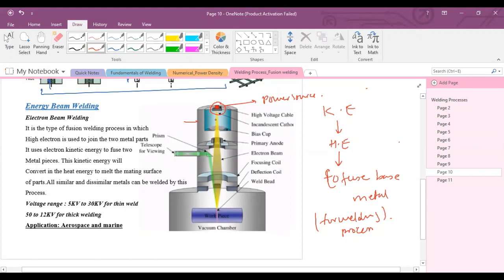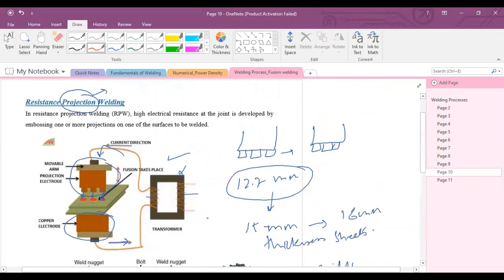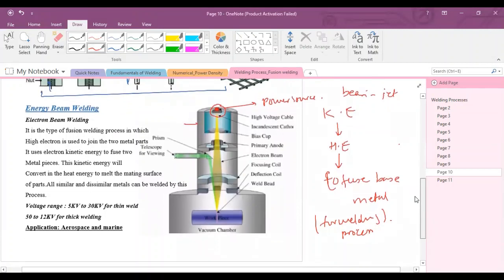The electron beam consists of electrons. Electron is a charge, and for the movement of charge, we need a potential difference. So a primary anode is used in the apparatus, which is required for the movement of electrons, and it accelerates the electrons as an electron jet. Actually, a beam is also called a jet, which is moving with very high velocity. So this anode accelerates the electron beam towards the vacuum chamber where the workpiece is placed.